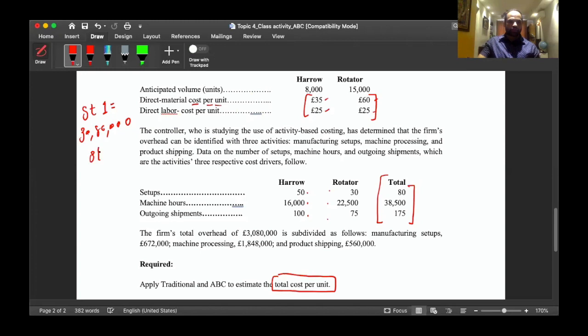Now step two. Machine hours or labor hours? Machine hours, which are 38,500, right? Step three, rate per machine hour. How much? 80, yes, 80 is also given in your question, 80 pounds. 80 pounds. Right.